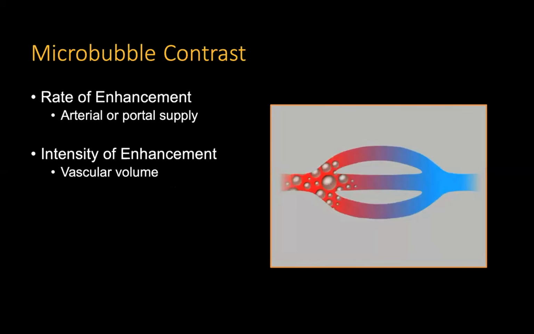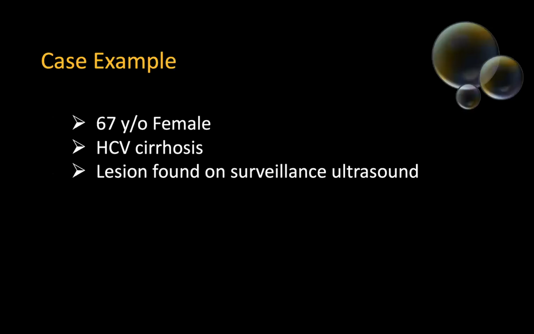So contrast that with the microbubble contrast agent performance, where the rate of enhancement again reflects both the arterial and the portal venous supply, but the intensity of the enhancement is related only to the vascular volume. So on CEUS images, we are always looking at signal intensity that is in proportion to the volume of microbubbles in the blood supply. So let's look at a very important example.